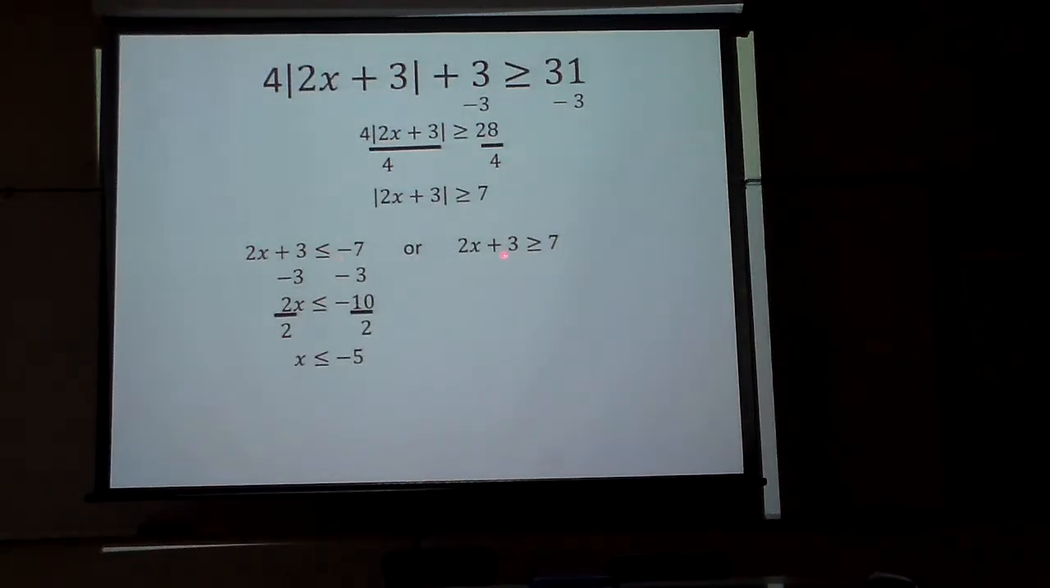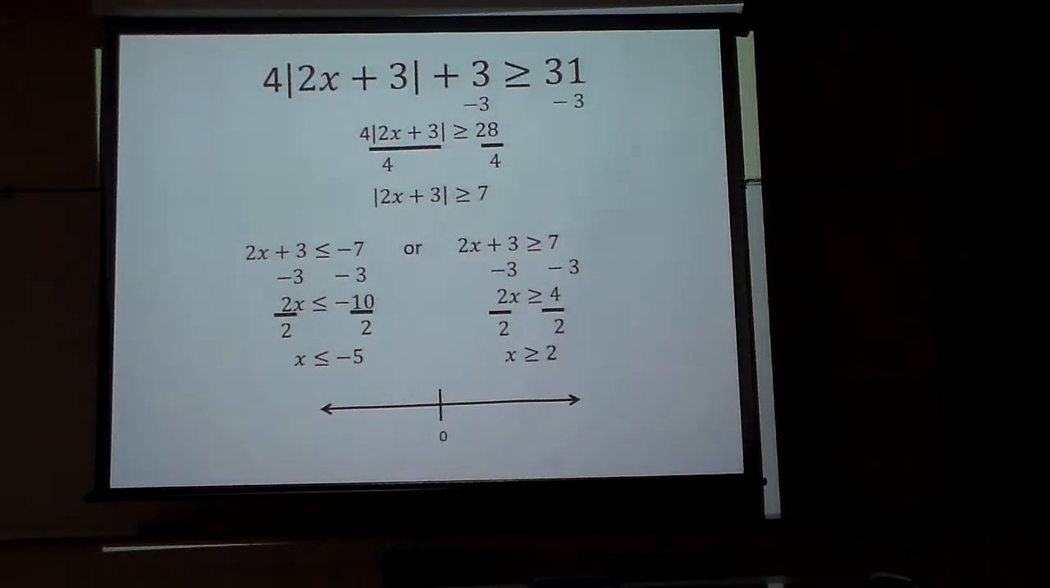And what I did here is what I'm going to do over here. I'm going to minus 3. Only 7 minus 3 is 4. So 2x is greater than or equal to 4. Divide by 2 again. No flipping any signs. So x is greater than or equal to 2 because 4 divided by 2 is 2.